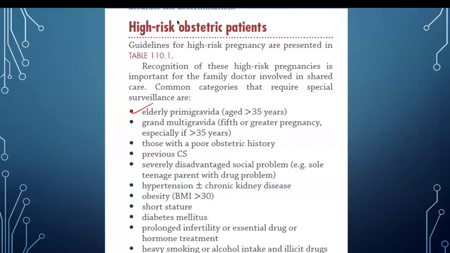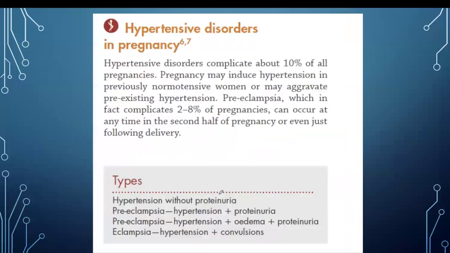Then grand multigravida, so someone who has got 5 or more pregnancies. Previous history of complicated labor or delivery, previous cesarean section, hypertension, obesity, diabetes. So all of these are high-risk patients. The important ones that come in the exam are hypertensive disorders in pregnancy, which includes preeclampsia, eclampsia, and gestational hypertension. So, hypertensive disorders in pregnancy.